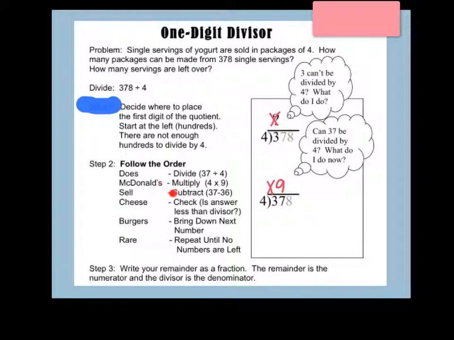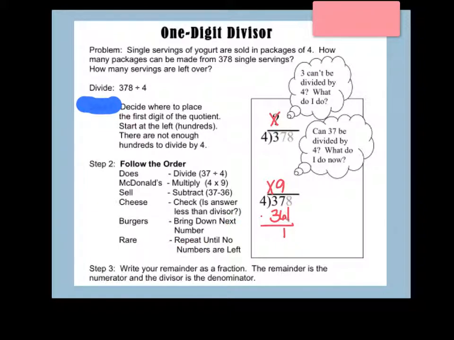Now I'm going to move on to the multiply part. So I'm going to multiply the 9 by 4, and I'm going to write my answer just below it, 36. And now I'm going to move on to the subtract part. So I'm going to subtract my 36 from 37, and I'm going to get 1. Now the C part, or the cheese part, means to check, is my answer, is my 1, less than my divisor? Because if it's not less than the divisor, then I'm going to need to change this number. So since 1 is less than 4, I can assume that that's right, and then I can move on to the next part, which is the B, burgers, which means bring down the next number.